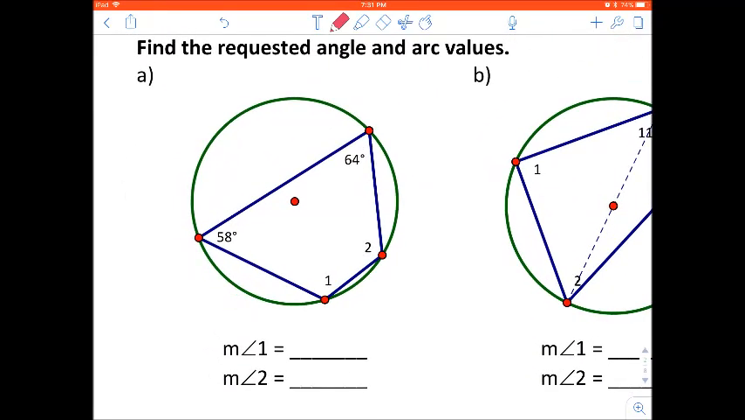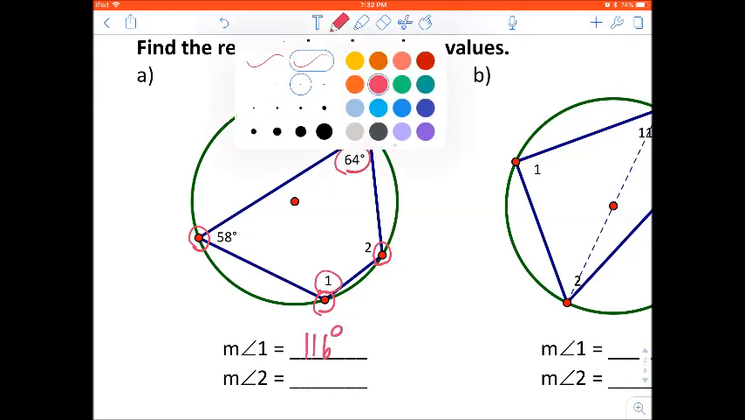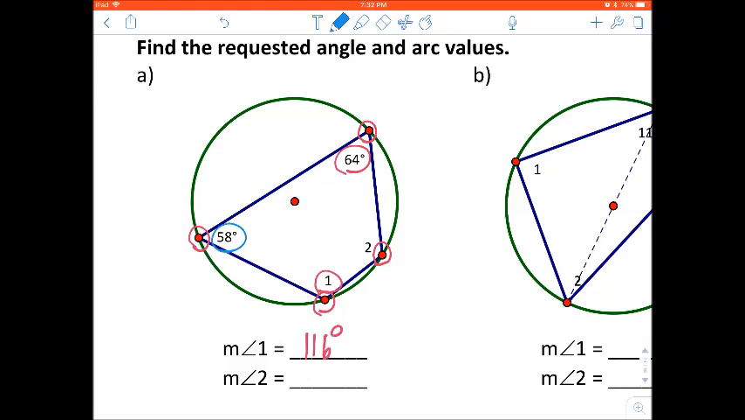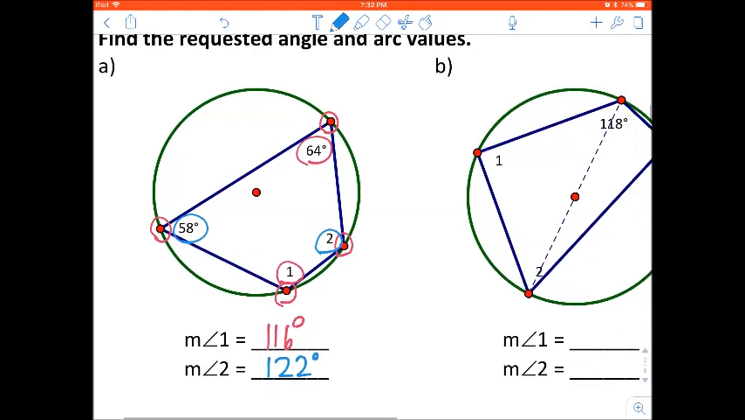So previously we could have done some really weird math with inscribed angles. Not weird, but just complicated math. Whereas here, I see that all of my vertices lie on the circle, and so I know opposite angles are going to be supplementary. So 64 and 1 are supplementary, which means 180 minus 64 is 116 for angle 1. And 58 and 2 are across from each other, so 180 minus 58 is going to get me 122 degrees, and that's the measure of angle 2.